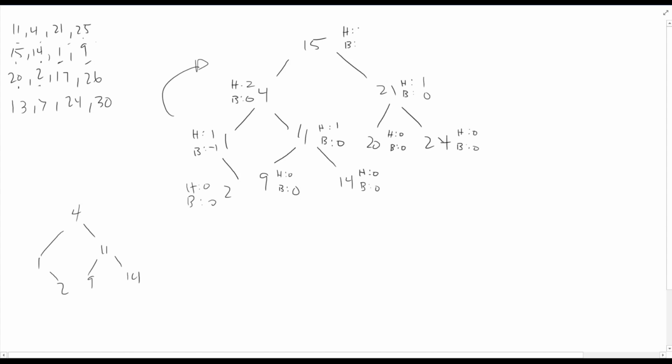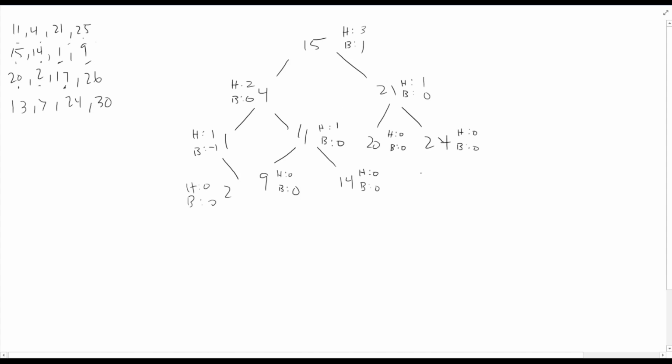My height is 3, my balance factor is still 1. So by fixing the imbalance that we had in this lower subtree, it actually solves the imbalance up above that we were introducing as well. All right, that was the 2. Let's try the 17. See if we can get away with this here.